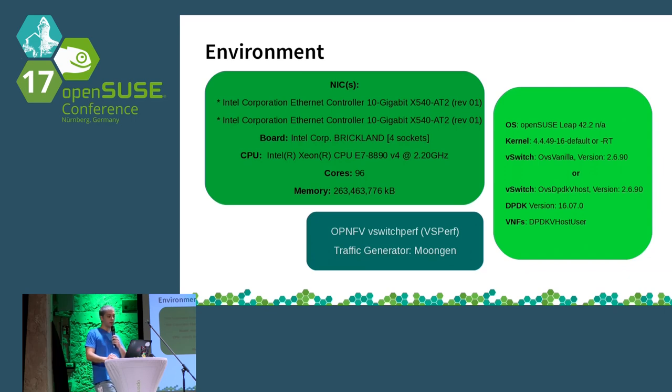And as I said, I'm running both the vanilla kernel and an RT version of the kernel in different cases for latency purposes. The vSwitches are both with DPDK and non-DPDK. And the VNF that basically takes care of the packet forwarding in the VM is the so-called testpmd that comes with DPDK. It is basically capable of taking the packet and forwarding it, just changing the MAC address of it.